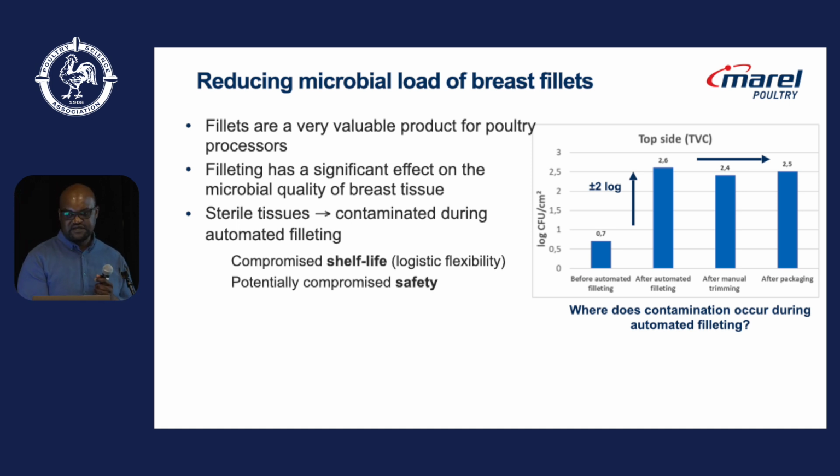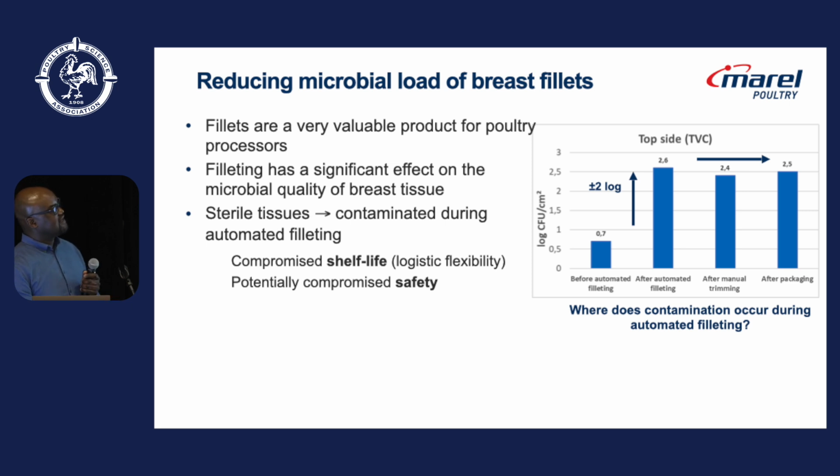I've included here a graph that shows some previous work we had done, which shows the impact of the automated filleting on the microbial status of the top side of the fillet. In this case, these are the TVCs, or total viable counts, measured in terms of log of colony-forming units per centimeter squared of the top side of the fillets. There you notice that when you move from before filleting to after the filleting, you have an almost 2 log increase in the contamination levels. And then afterwards, these remain more or less stable. So after manual trimming and packaging, there's just more or less cross-contamination happening.